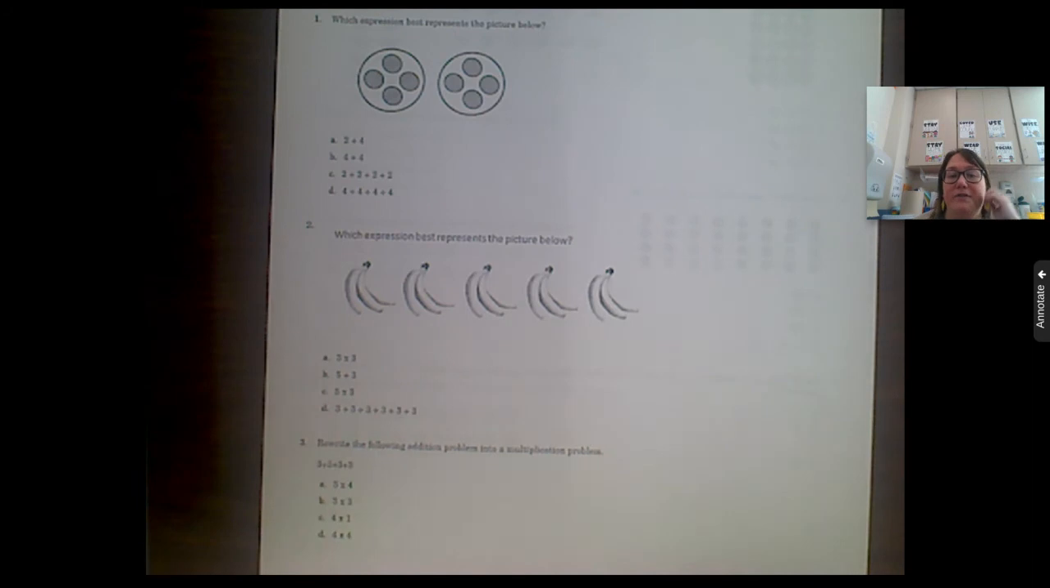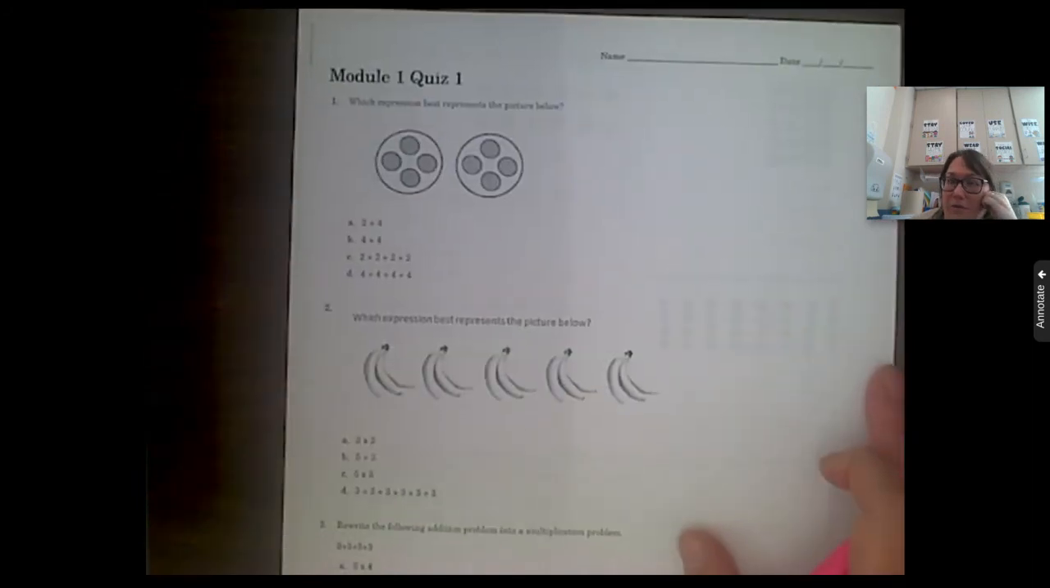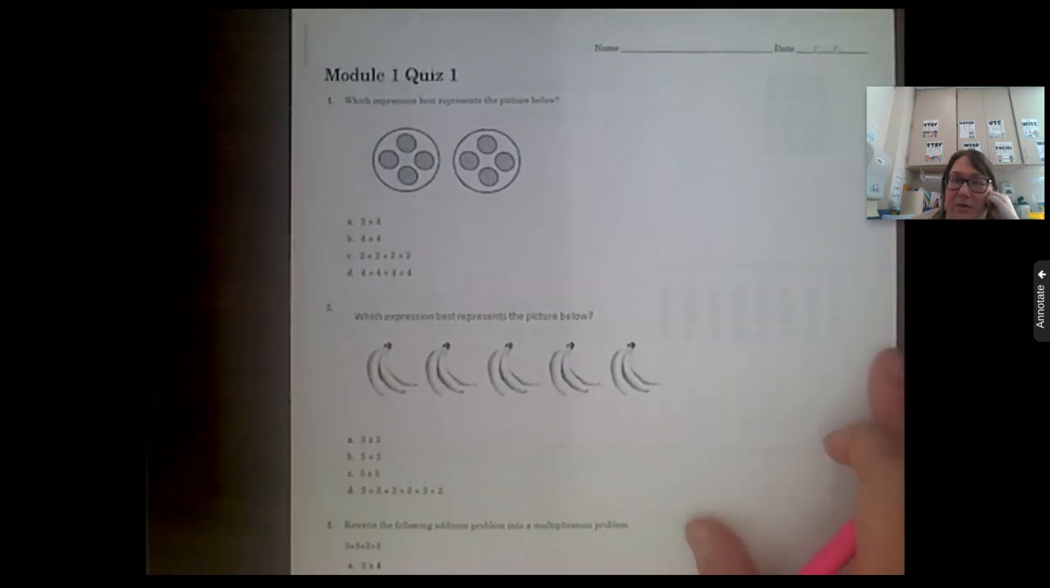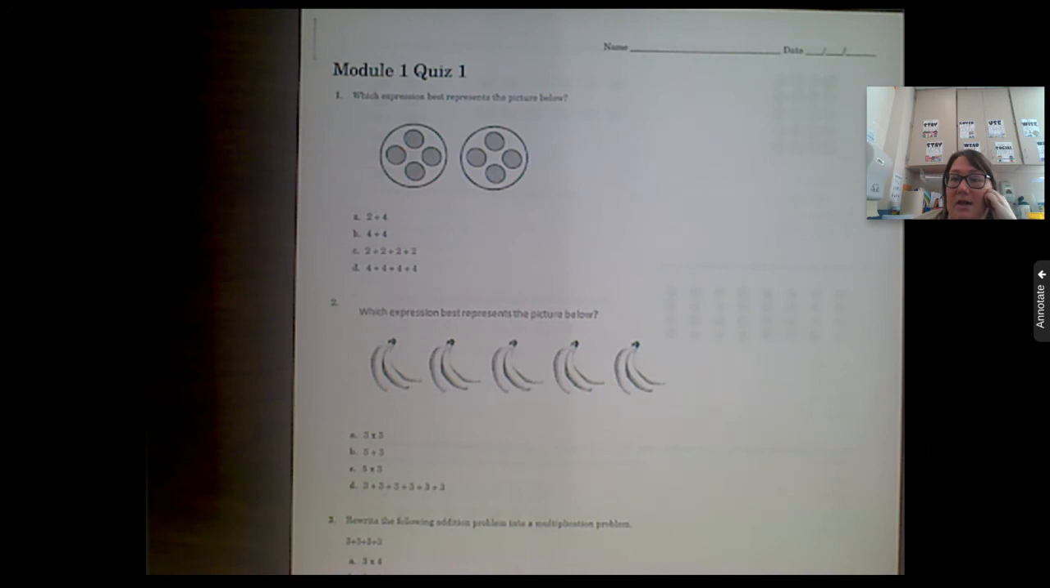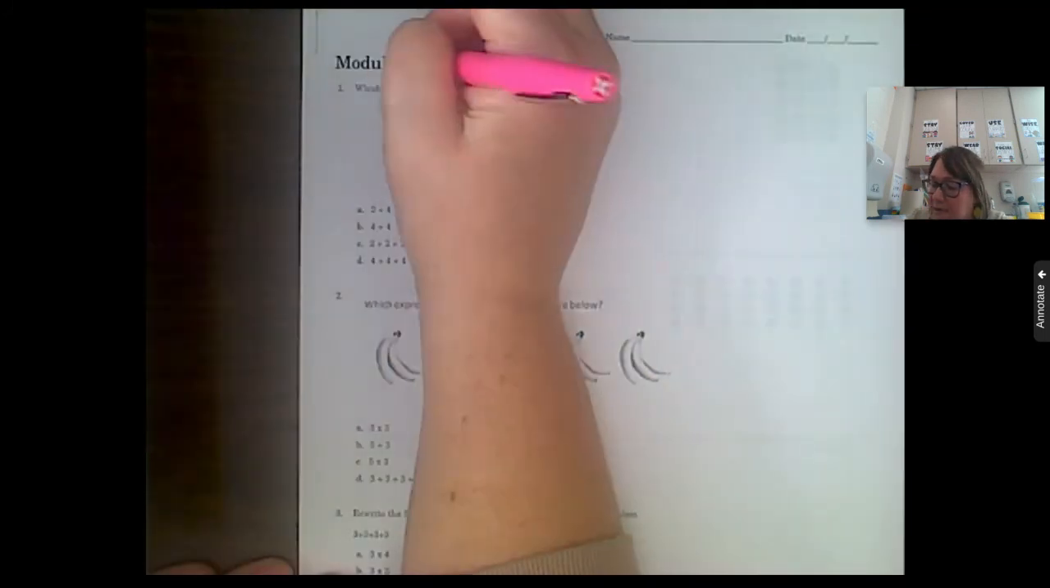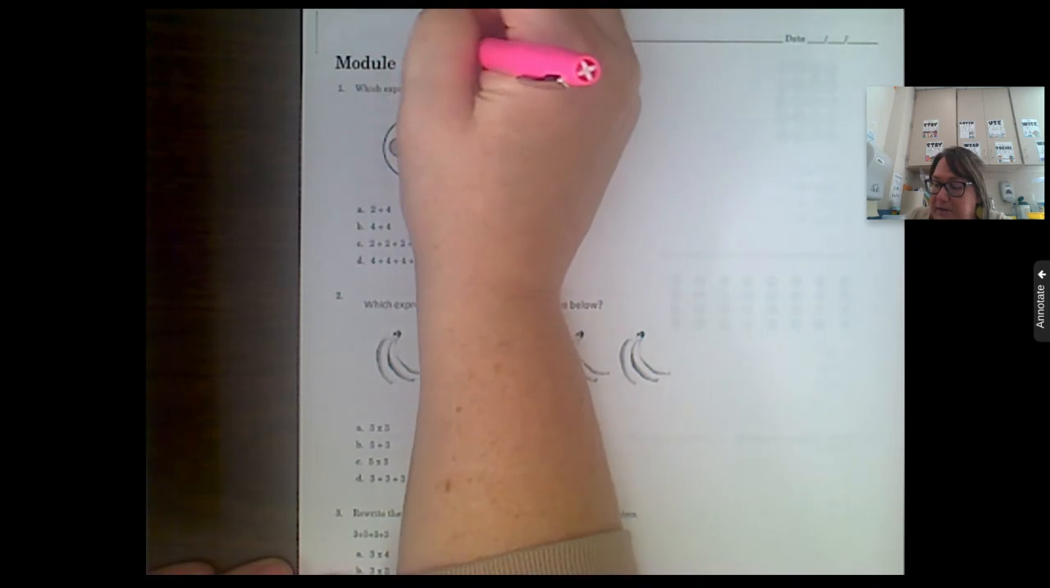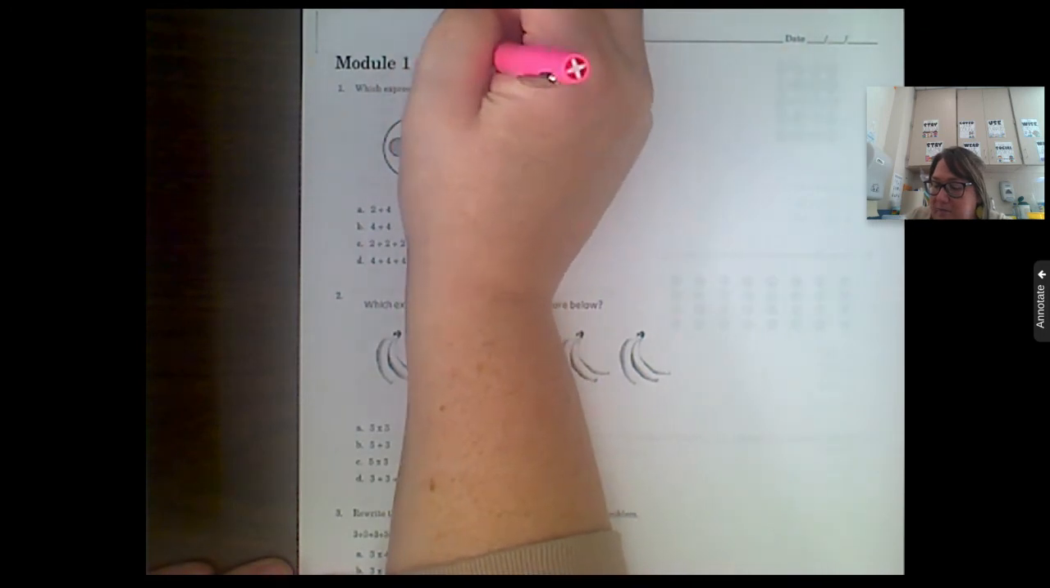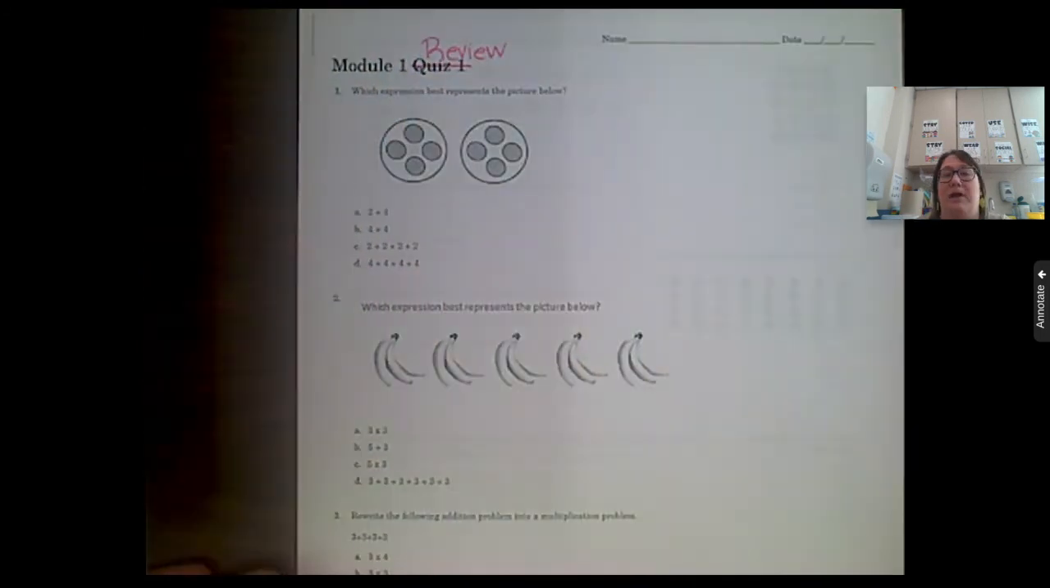What I wanted to do first is I want you to grab this paper. If you don't already have it ready, it says Module 1, Quiz 1. This is not really a quiz, so don't let that word quiz scare you. We can actually cross it right out, and we can just put review. This is just a review sheet that we're actually going to use to get ready for our mid-module assessment.